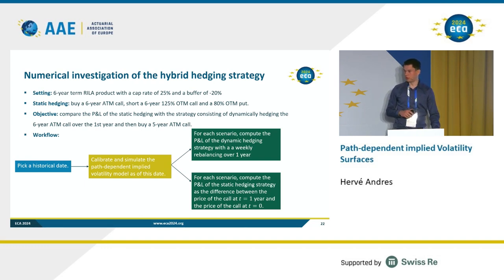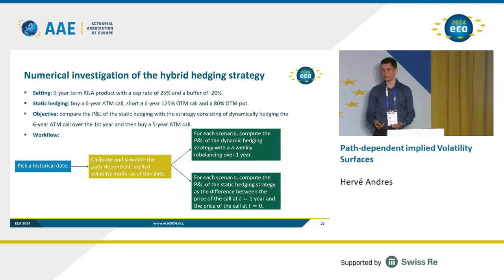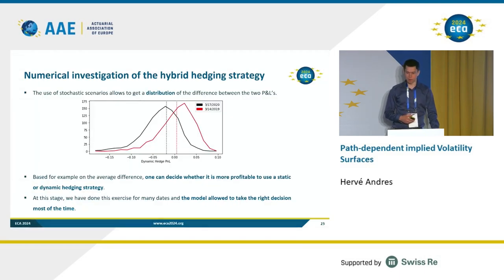So to make this comparison, basically you pick a historical date, you calibrate and you simulate the path-dependent volatility model as of this date. And based on these simulations, for each simulation, you are able to compute the P&L of the static hedging strategy and the P&L of the dynamic hedging strategy. For the static, you only need the implied volatility, and for the dynamic, you need the underlying asset price simulations.